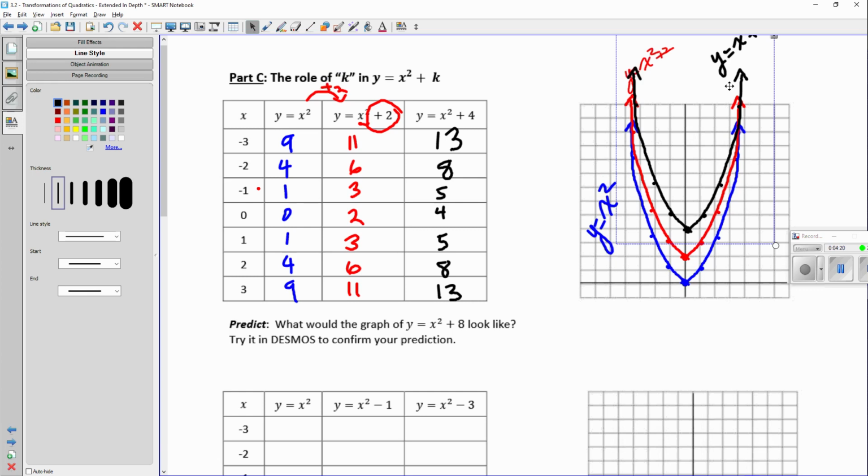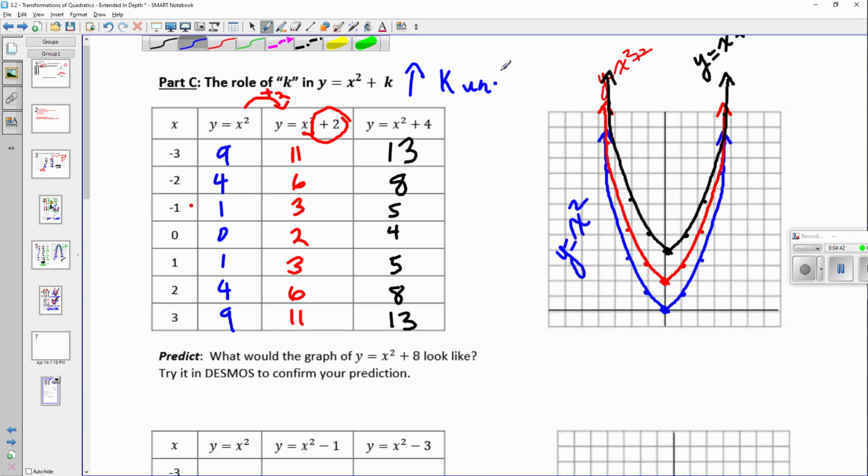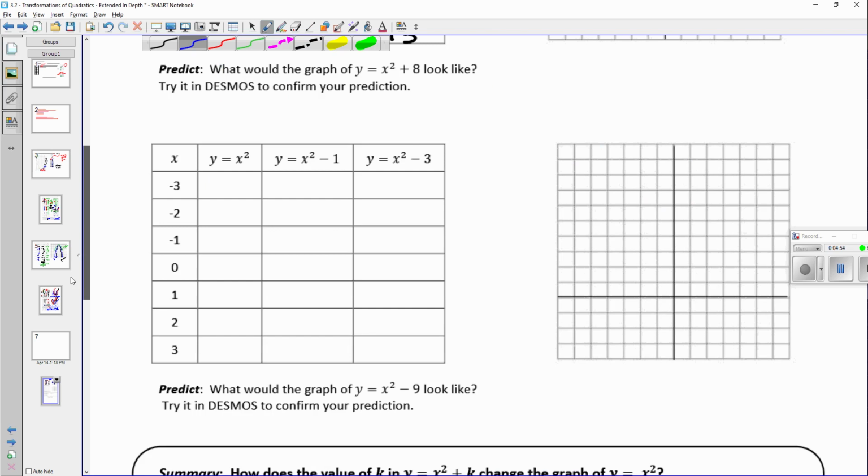So what's happening when we have y equals x squared plus k? What literally happens is this. Our graph literally moves up k units. So it translates up k units. So if it's positive k, it moves up k units. And we're going to do the same thing for our last set of numbers, and we will see what our values are. I will go through them in like 2 minutes.